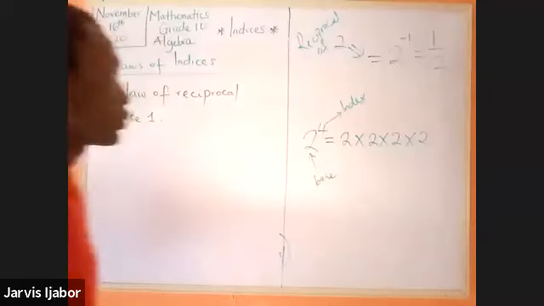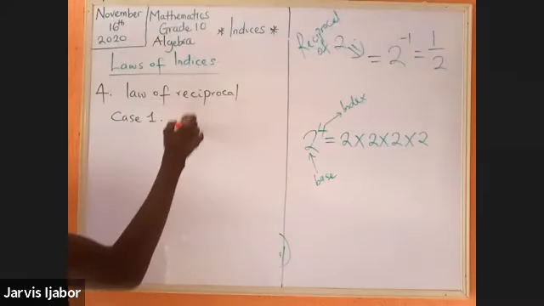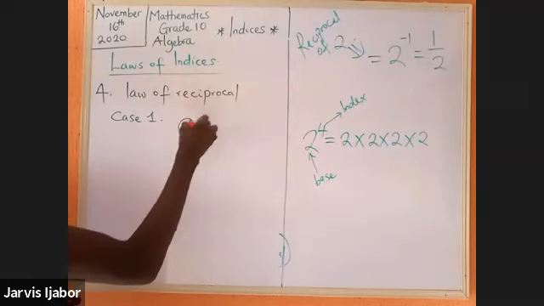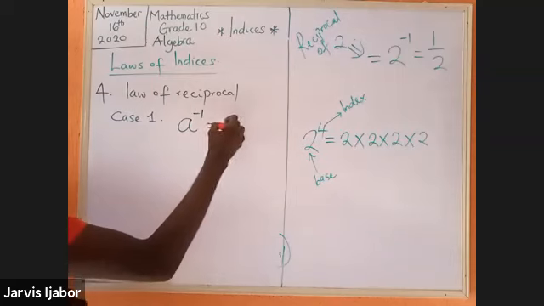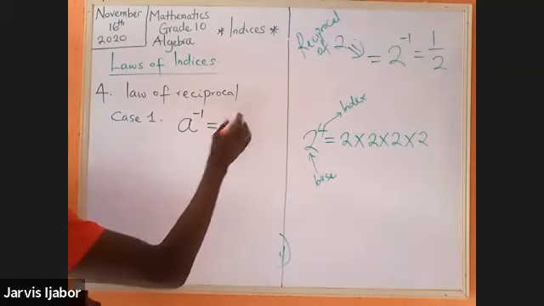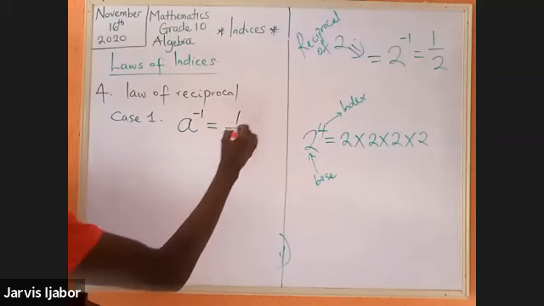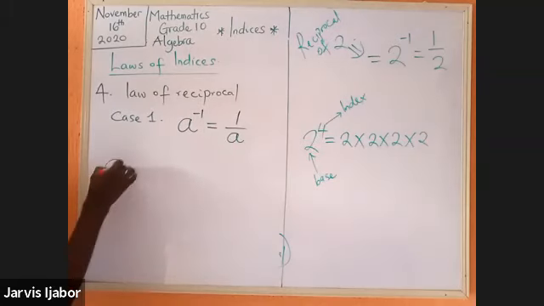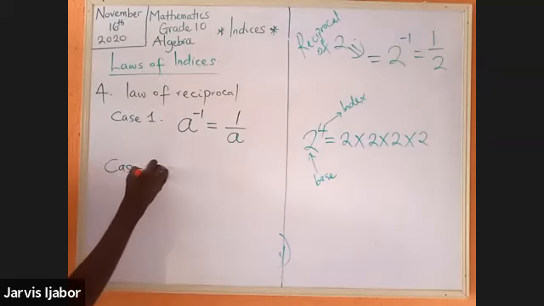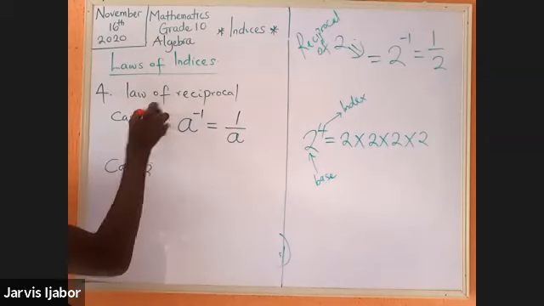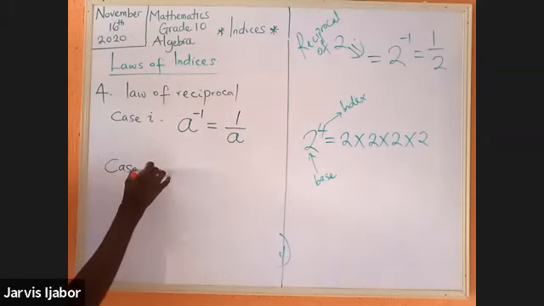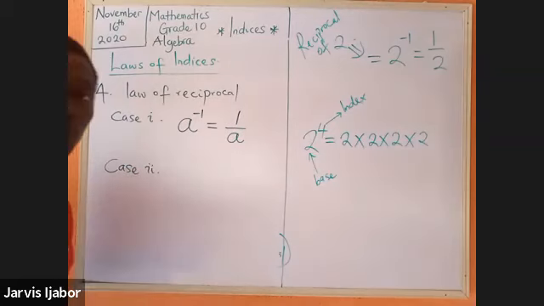Okay, so let's get back to work. Now for case 1, I'm taking a case where I just have a to the power of negative 1. And I've established that that will be what? 1 over a. Now, there's also an expanded form of this law. Maybe we should call this case 1, and let's call this case 2.